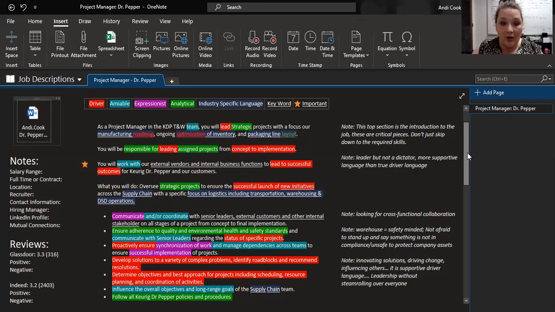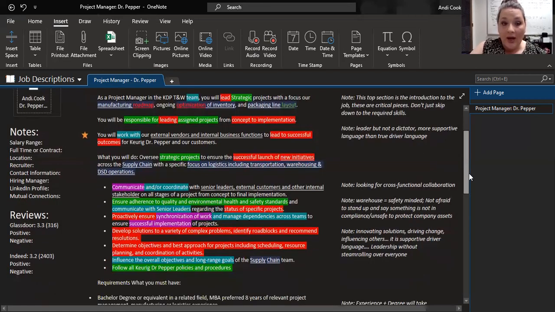There's your analytical. So they're looking for a leader who can make data-driven decisions, who can lead change, who can lead results, but not necessarily rock the boat. Lots of industry-specific language here: supply chain, logistics, transportation, warehousing. So they're really looking for somebody who understands warehousing and understands supply chain and logistics, okay?